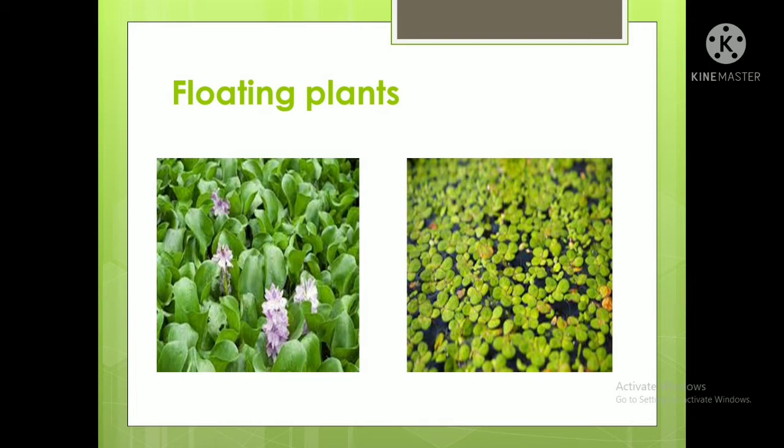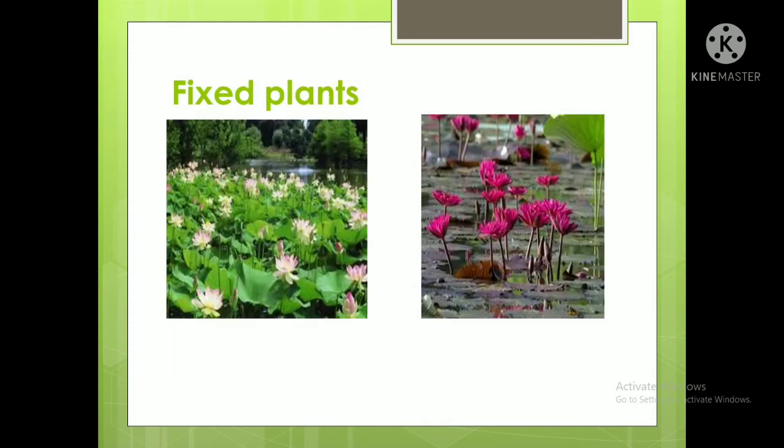Water hyacinth, and the second is the duckweed. These two plants remain only in the upper level, meaning the floating level. They just float in the water. Okay, next we'll talk about what? The fixed plants. Obviously we know about fixed plants.